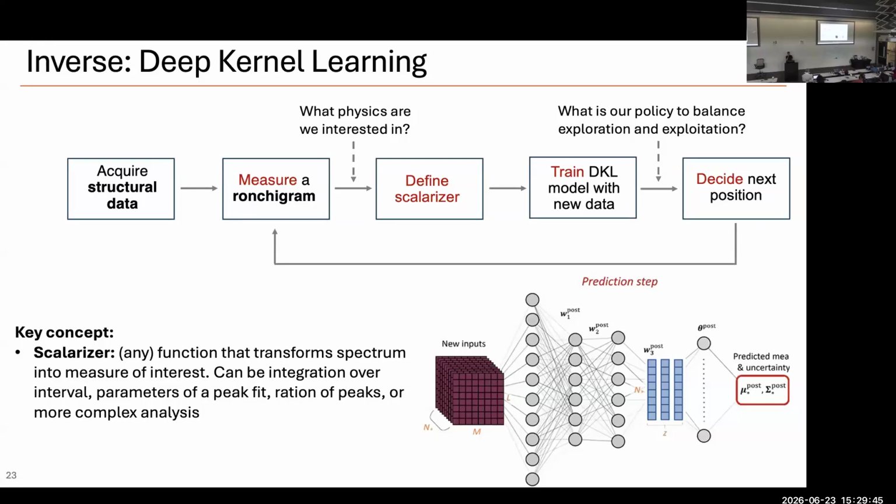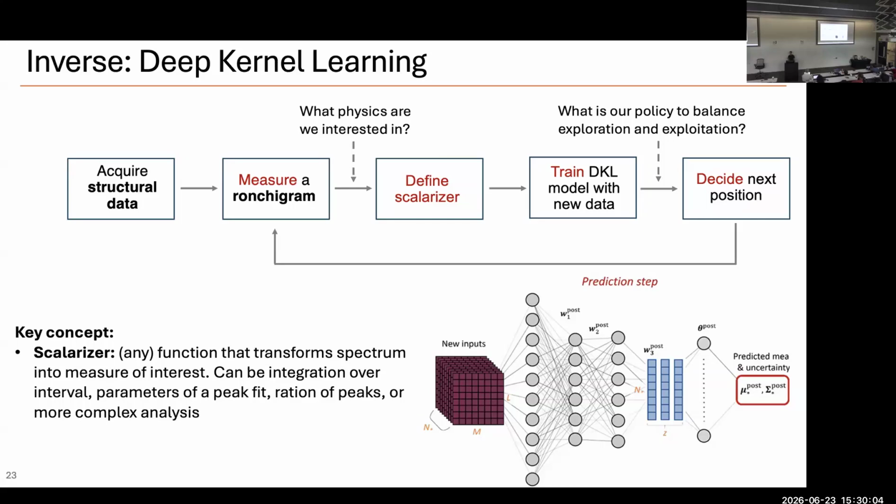A solution to this problem is deep kernel learning. This is what a workflow like that would typically look like. You acquire structural data. This can be a cheap overview image, a HAADF image, where local structure is represented by intensity. Then measure a Ronchigram at any location.